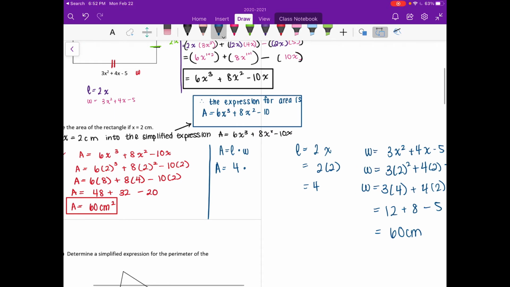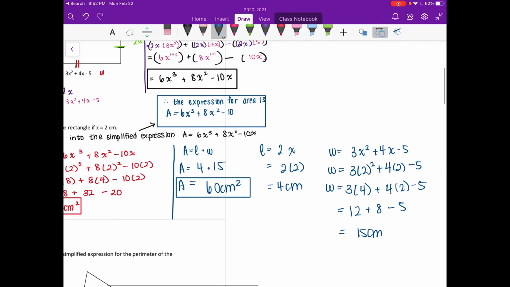So then it's 4 times, oops, sorry, not 60, 15 centimeters. I got ahead of myself. So the length is 4 centimeters, the width is 15 centimeters. So we're going to do 4 times 15 equals 60 centimeters squared. It will give you the same answer, right?